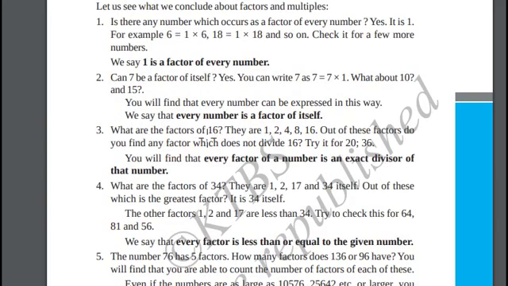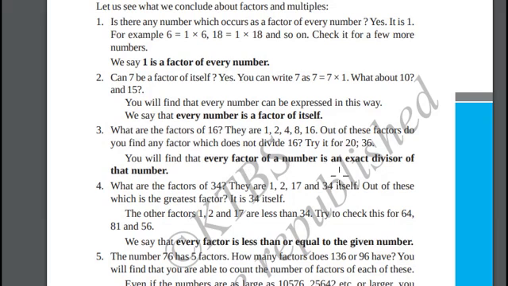What are the factors of 16? The factors of 16 are 1, 2, 4, 8 and 16. 1 times 16 is equal to 16. 2 times 8 is equal to 16. 4 times 4 is equal to 16. 8 times 2 is equal to 16. And 16 times 1 is equal to 16.